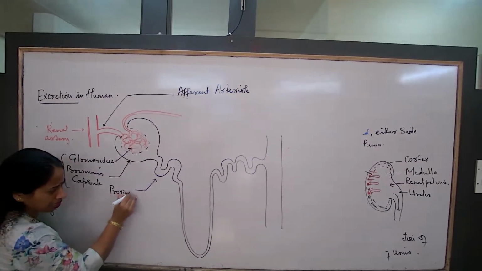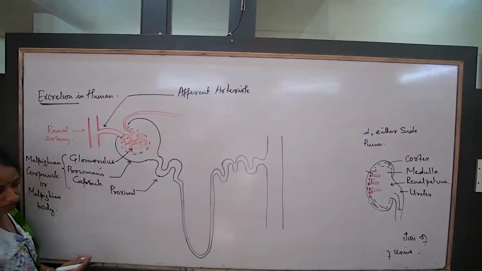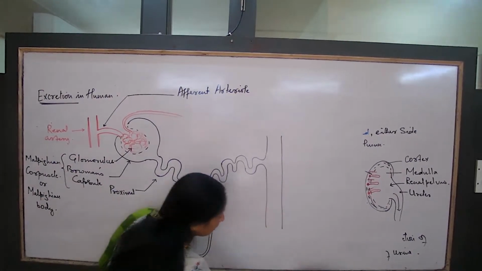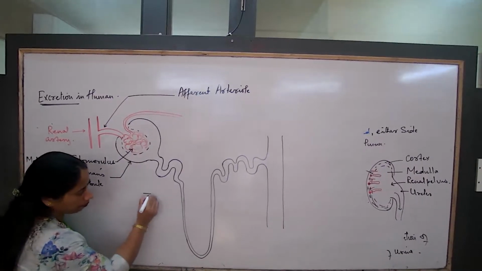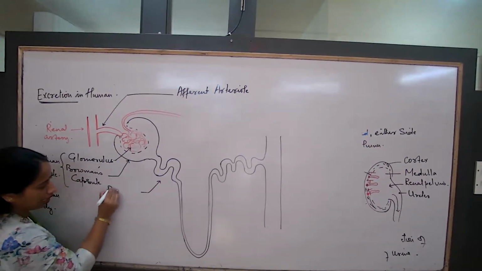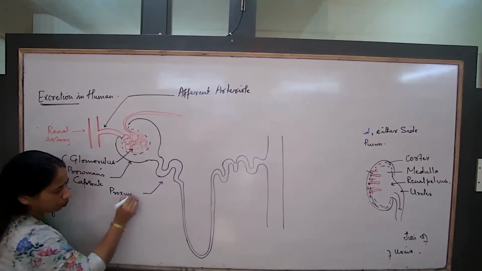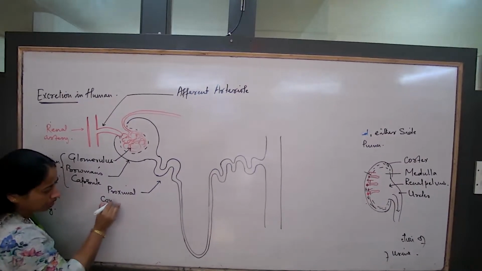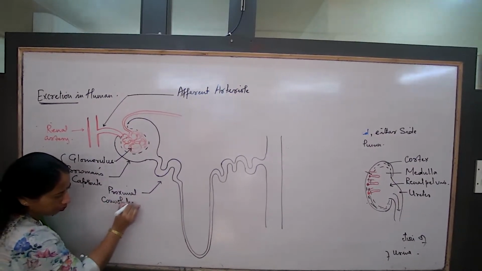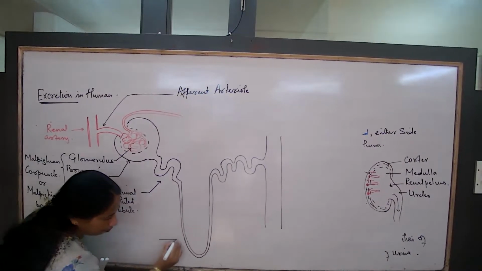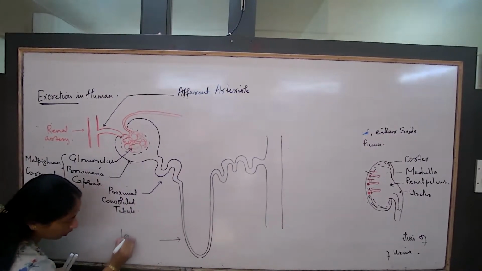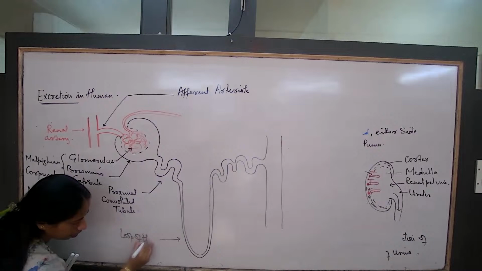Now these names, I can say that this is optional for you. If you can remember the name, you write. Or else you can just write down the tubular part of the nephron also, it is okay. What is this known as? This is known as the proximal convoluted tubule. What about the second part? This is known as the loop of Henle.